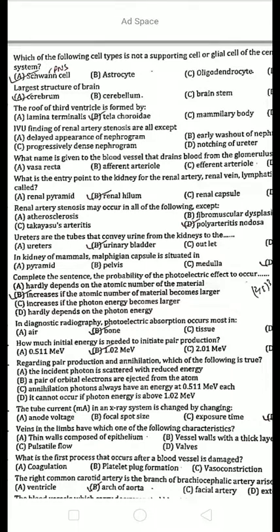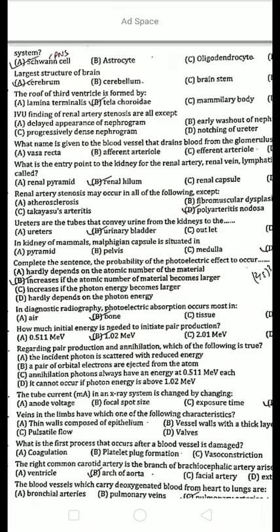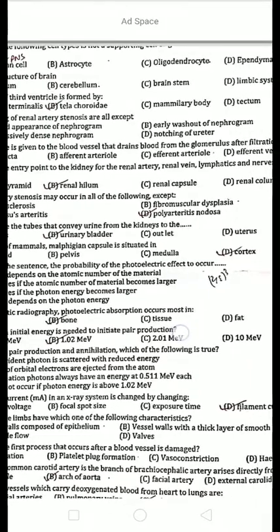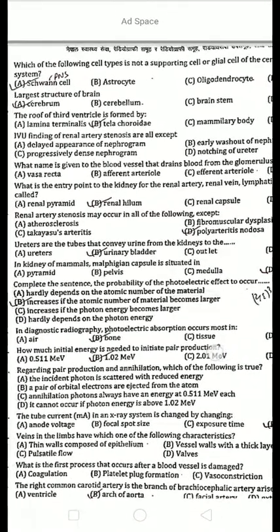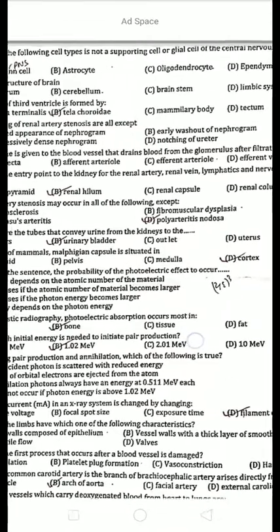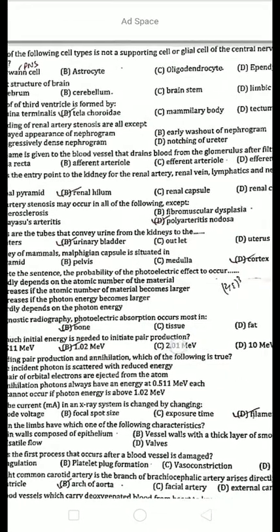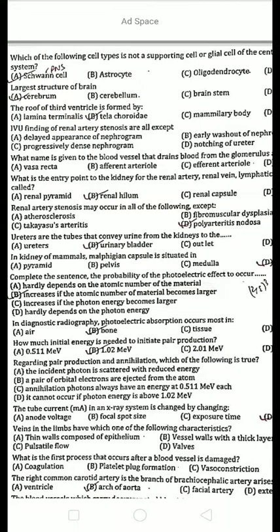Next, IV finding in renal artery stenosis, all are except. First of all, we discuss the IV findings in renal stenosis. Delayed appearance of the nephrogram is a finding, progressively dense nephrogram, notching in the ureters. The correct answer is B, because early washout of the nephrogram is not a finding. It's a stenosis, meaning like a blockage, so that's why it's not early washout.